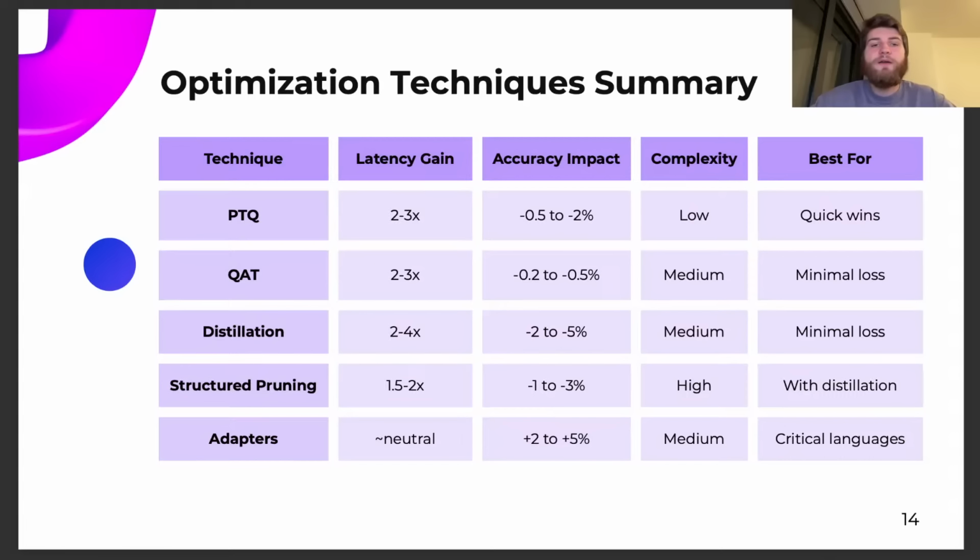So my recommended approach for most teams would be to start with post-training quantization. It's nearly free and gives immediate wins. If you need more, add distillation with a student model sized for your latency budget. For your top 2 or 3 languages by business importance, add language-specific adapters. And this layered approach gets you about 80% of possible optimization benefit with just 20% of the complexity.